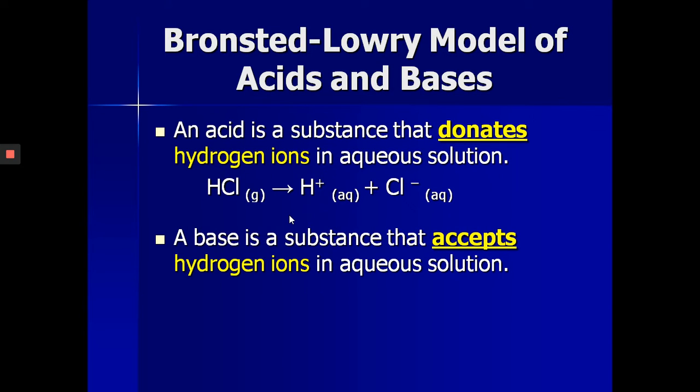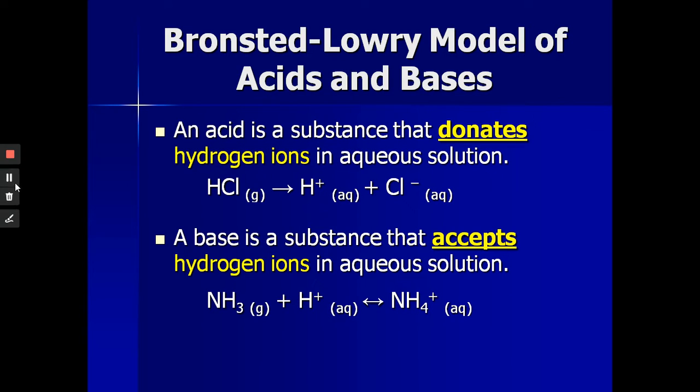Now, the base is going to be a little bit different definition. According to Bronsted-Lowry, a base is a substance that accepts hydrogen ions in aqueous solution. So you have to be able to distinguish this one from the Arrhenius model. The Arrhenius model was the hydroxide producer, right? But this time, a base is a substance that accepts hydrogen, so you do not need to have a hydroxide ion to become a base.